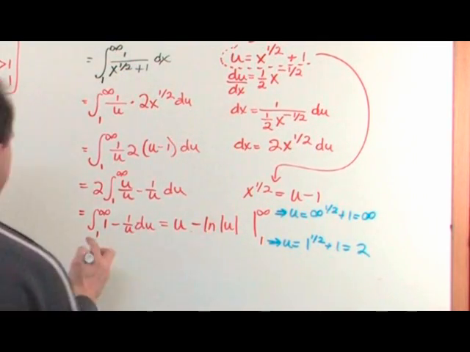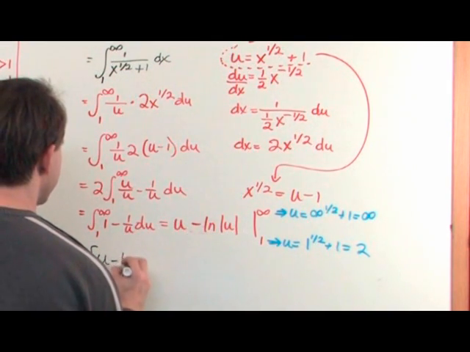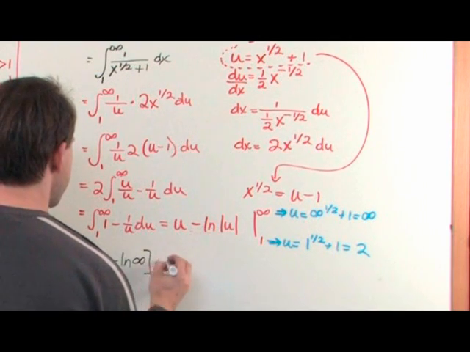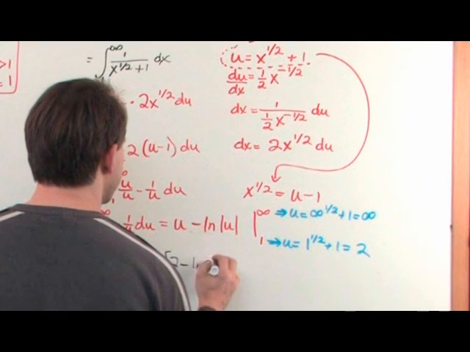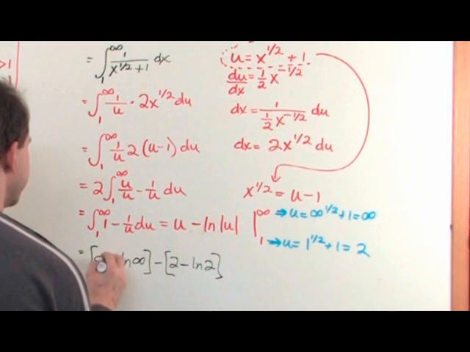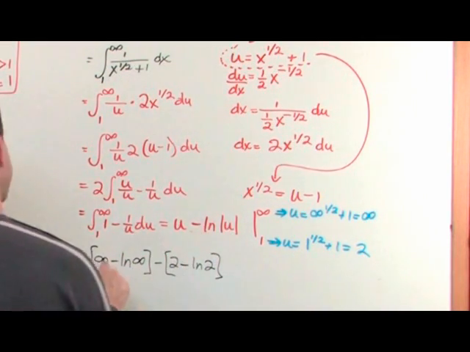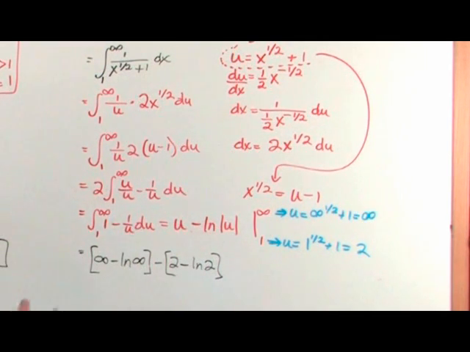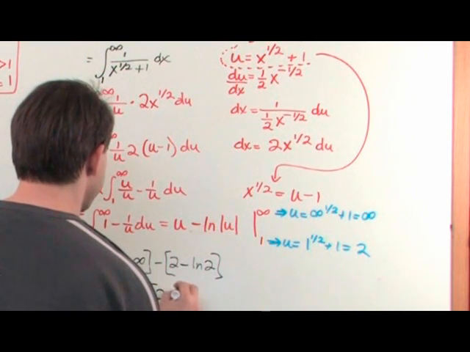So if you were going to evaluate that, you'd say, okay, evaluating at infinity, I have infinity minus natural log of infinity, minus, evaluating at 2, 2 minus natural log of 2. Now what is this? Infinity minus natural log infinity. Well, that's still big fat infinity, right? Because this is infinity here, this is infinity here. You subtract them, you're still going to get some infinity, right? Minus 2 minus natural log of 2.